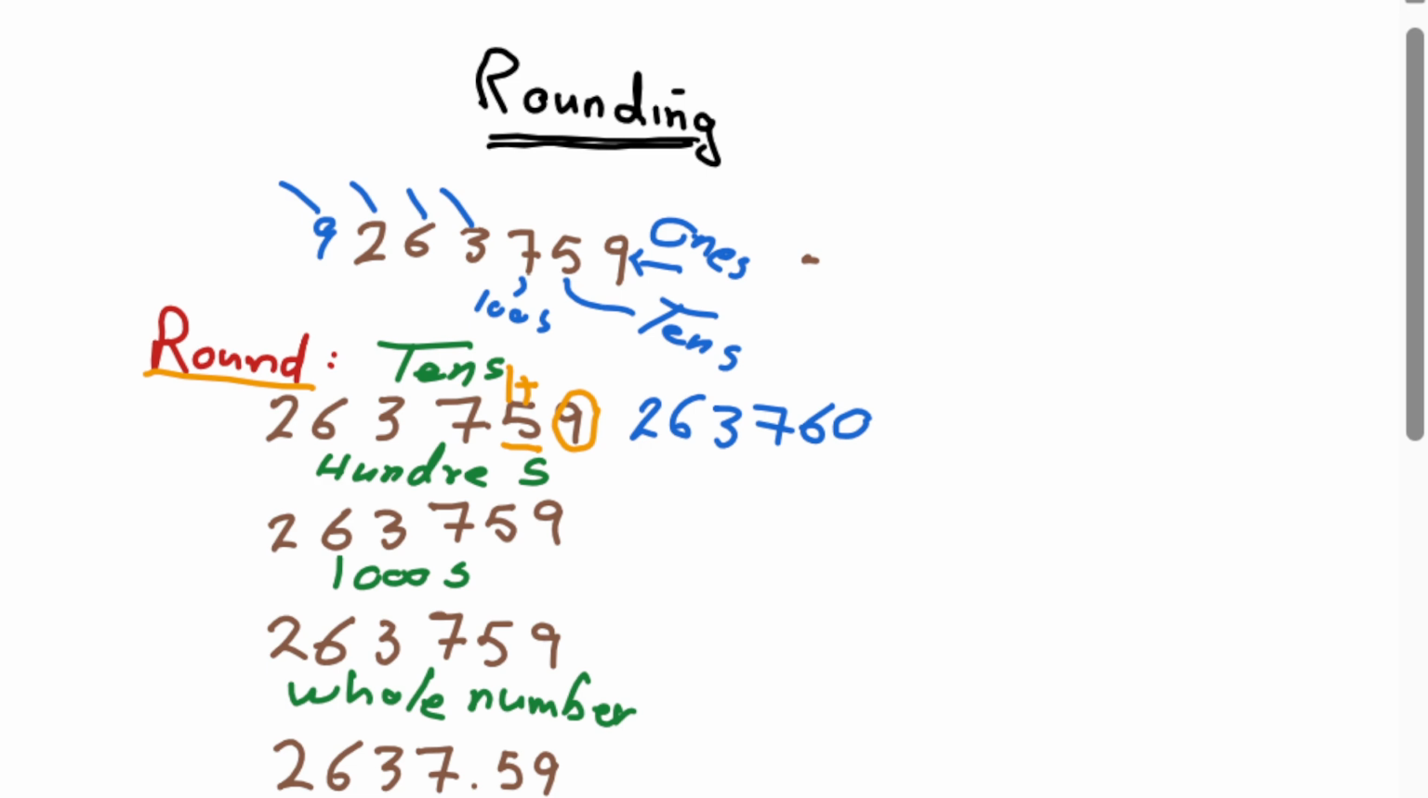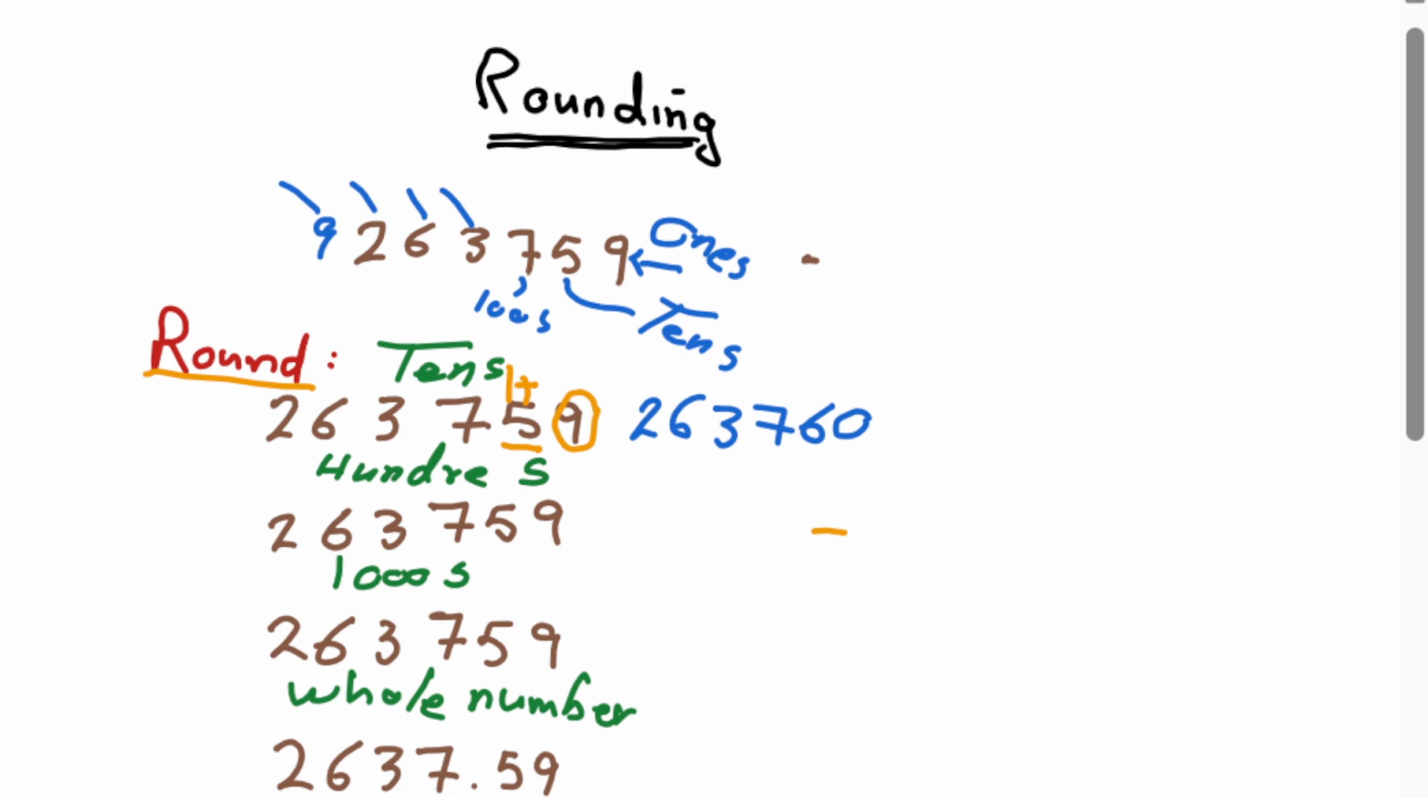Now, what if the question was 2, 6, 3, 7, 5, 3, for example? And again, the question asks you to round to the nearest tens. So we underline the tens. We look at the next number. Oh, it's less than 5. If it's less than 5, the tens stays. So the 5 stays. So it's 2, 6, 3, 7, 5. And the circle number becomes a 0. So this is a nice question.